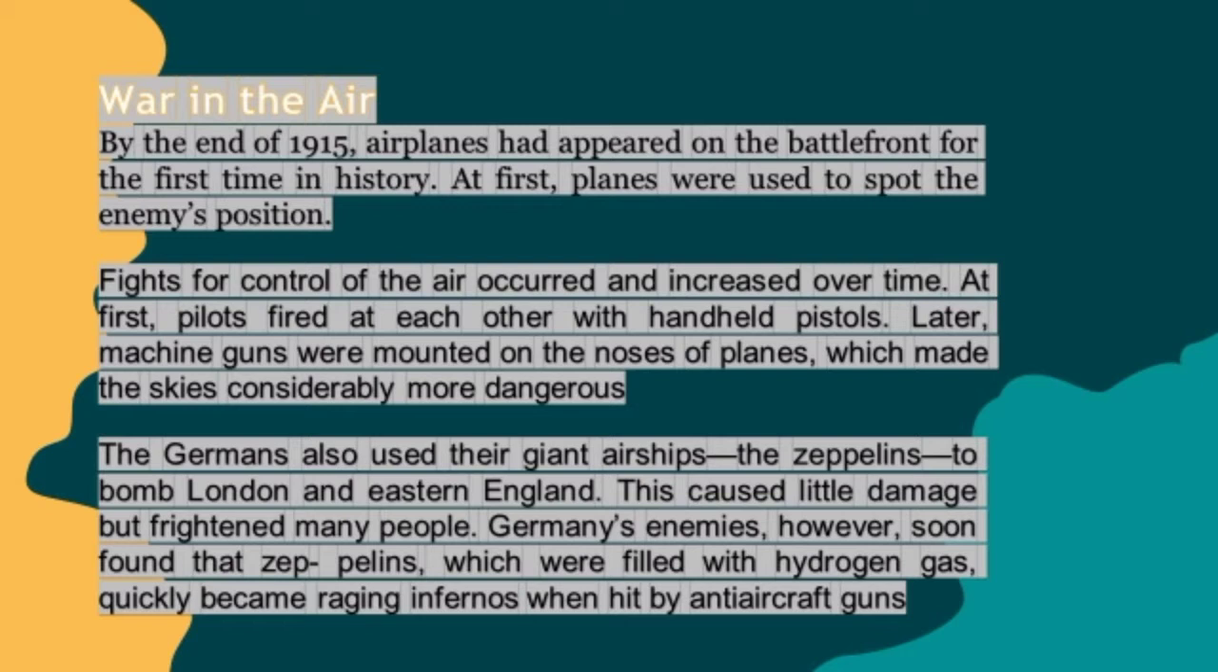The Germans also used their giant airships, the Zeppelins, to bomb London and eastern England. This caused little damage but frightened many people. Germany's enemies, however, soon found that Zeppelins, which were filled with hydrogen gas, quickly became raging infernos when hit by anti-aircraft guns.